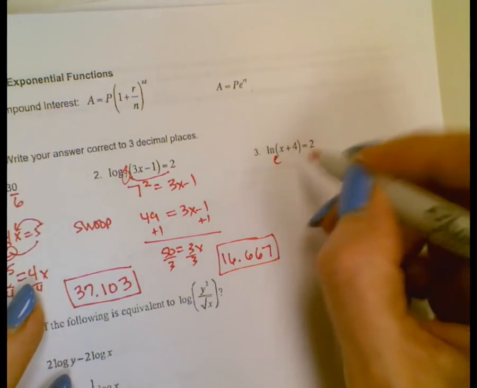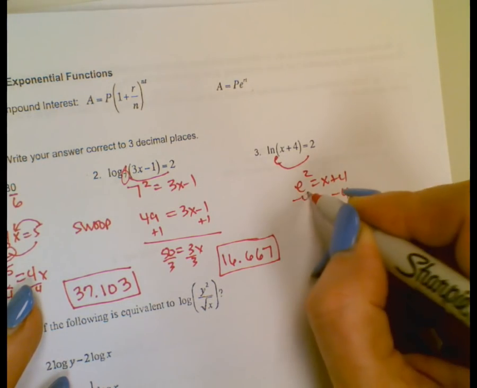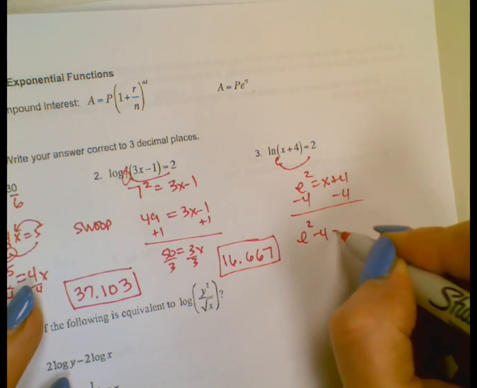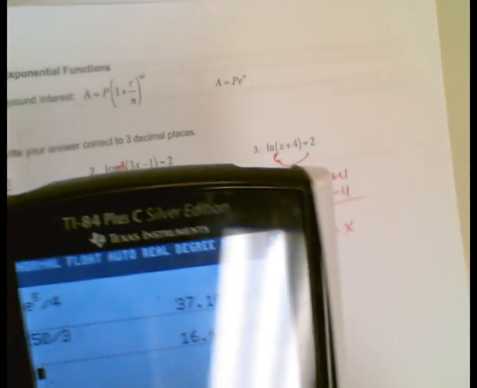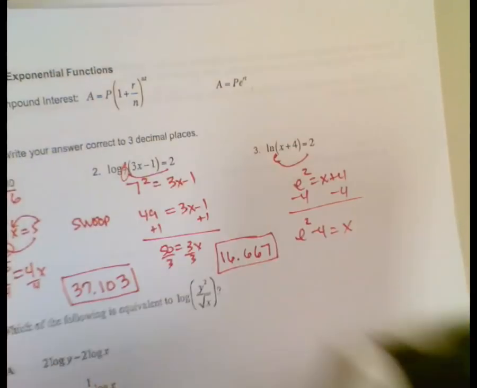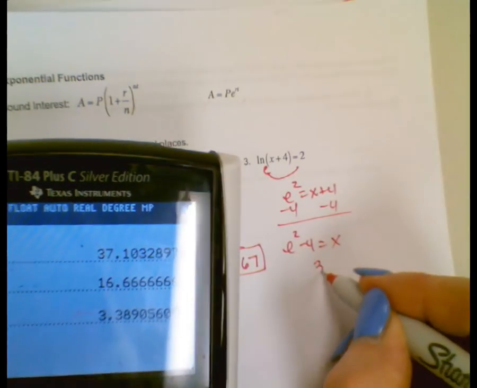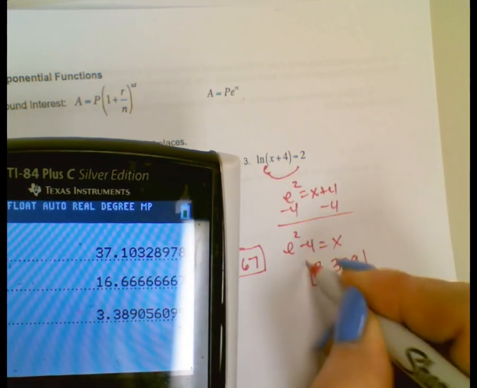This one's also a swoop. E to the 2nd equals x plus 4. Subtract 4, get e squared minus 4 equals x, and type it in. E to the 2nd minus 4 is 3.389, 3 decimal places.